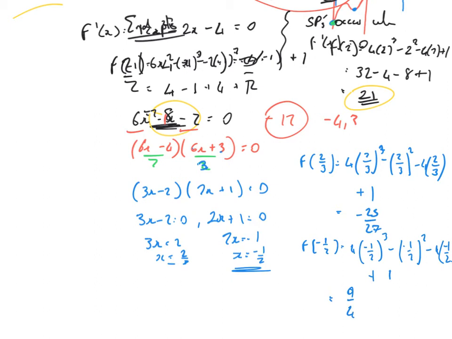Okay, so let's just summarise the information that we've got. So we know that the minimum value that we get from the turning points is minus 25/27, and the maximum value from the turning points is 9/4. But how does that compare with the end points? Well, for the end points, I get 21 for one of them.